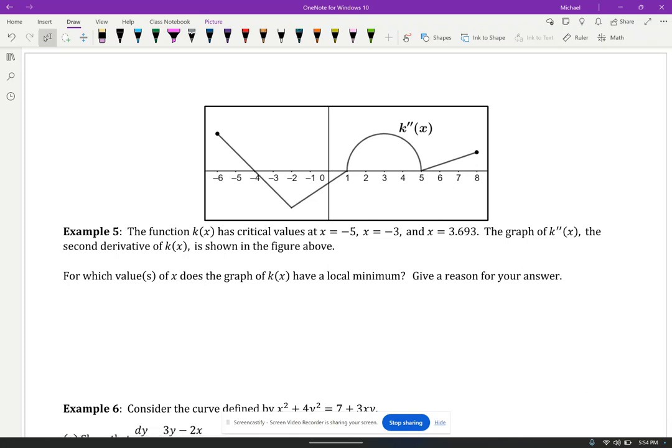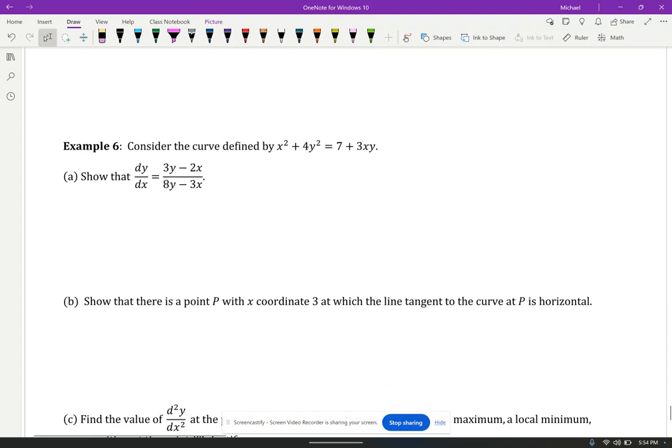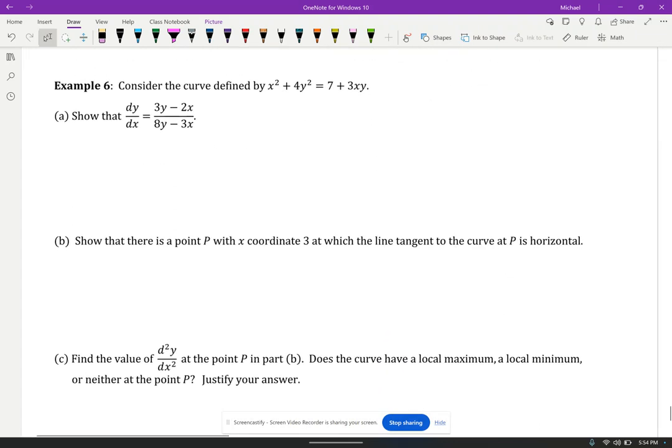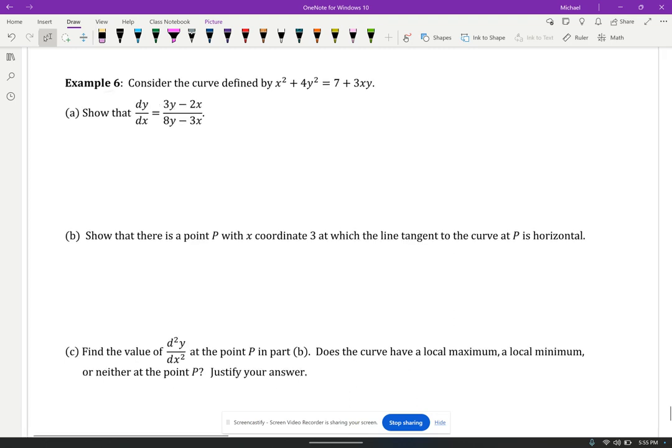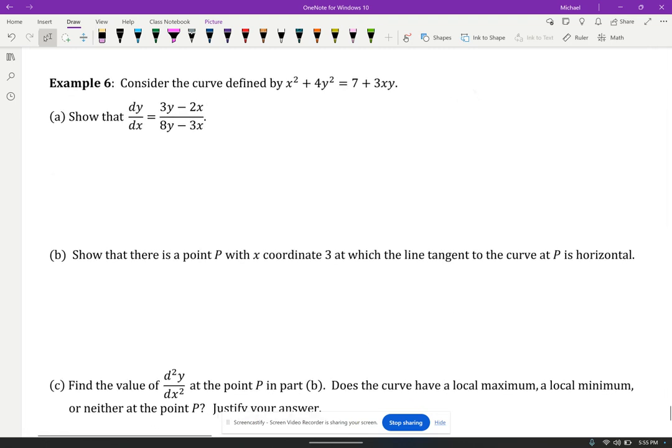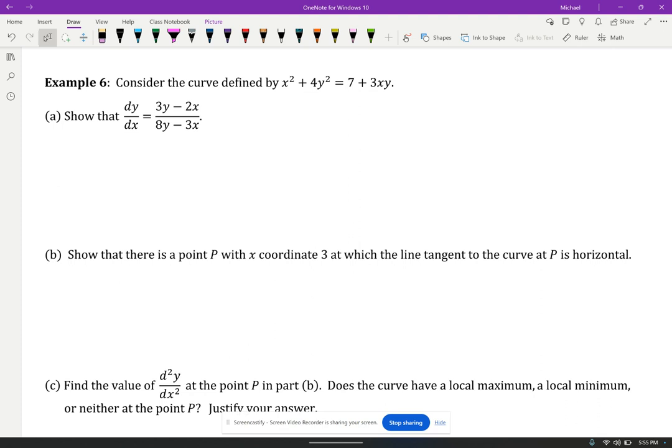I'm going to bypass example 5 so that we can look at some implicit differentiation problems. And this is going to take us back to, oh, was it two units ago? Definitely 2 months ago for sure, of trying to find the derivative of an equation that is not solved for y. So example 6 could be straight out of an AP free response question here.